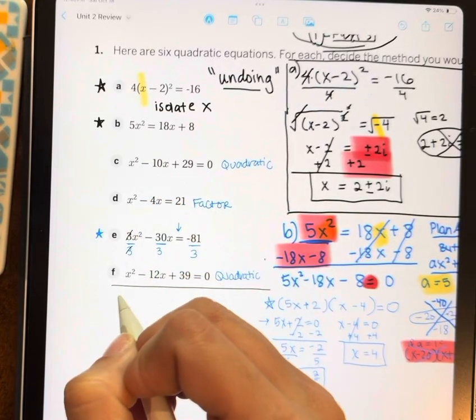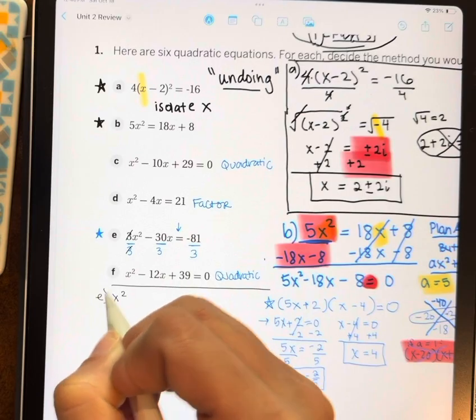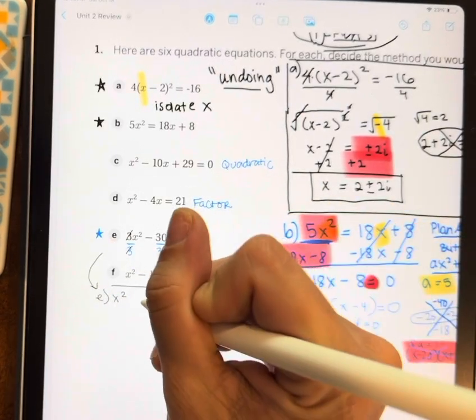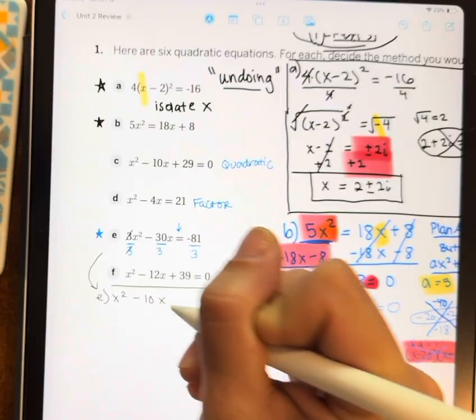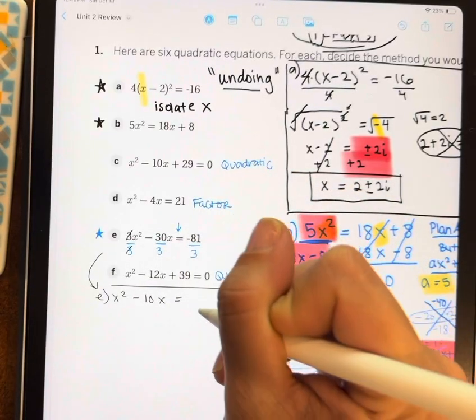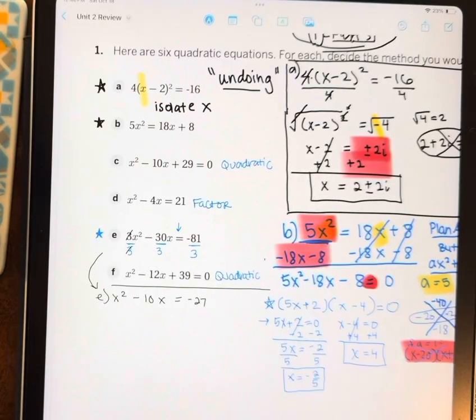The 3 cancels here. I just have x squared. This is E. This is what E has become. Negative 30 divided by 3 is negative 10. And negative 81 divided by 3 is negative 27.